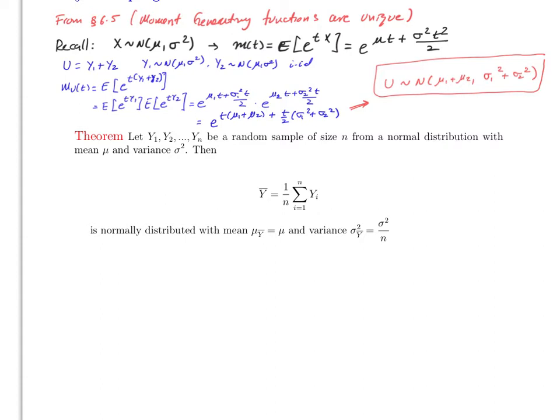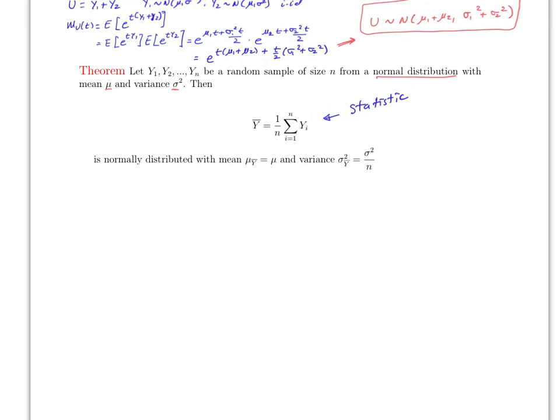So the first theorem says the following: let y1, y2 all the way to yn be a random sample of size n from a normal distribution where they have a mean mu and variance sigma square. Then we're going to define y bar. Y bar, by the way, is called a statistic, and we will show right now that y bar has a normal distribution where the mean is mu, and the variance is sigma squared divided by n.